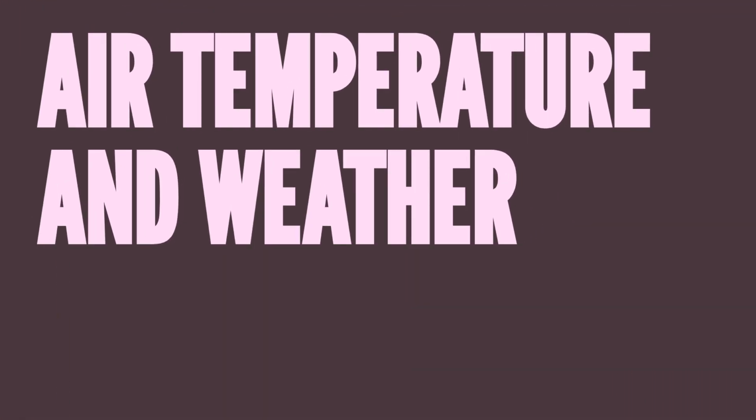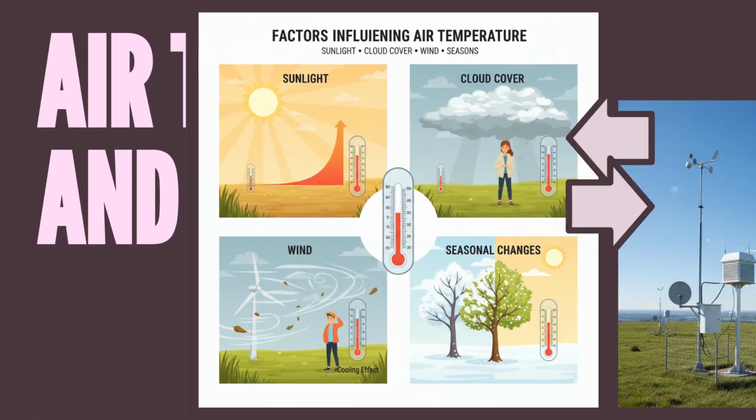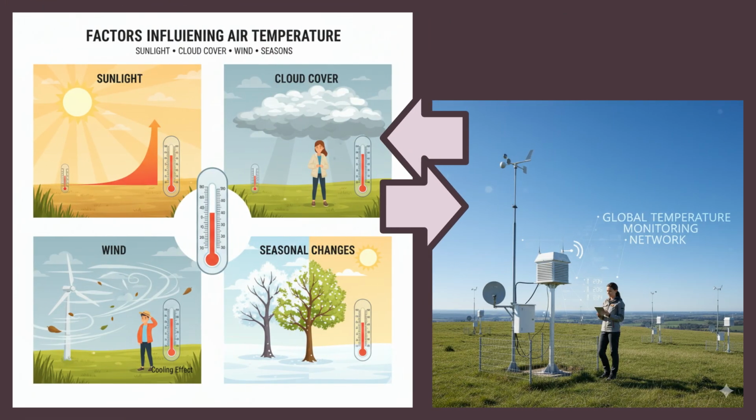Let's touch on weather and its influence on air temperature. Weather factors like sunlight, cloud cover, wind, and seasonal changes all have an influence on the air temperature on any given day, and vice versa. Temperature data helps predict weather patterns. Weather stations monitor temperature regularly and keep a log of maximum and minimum temperatures every day for weather forecasting.